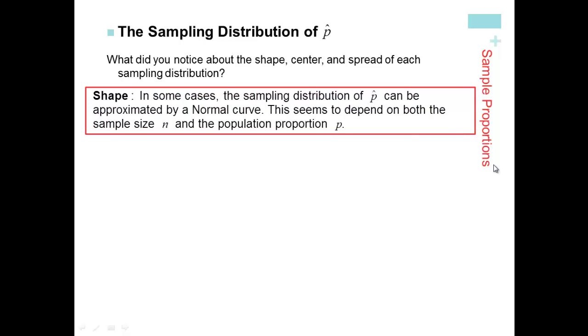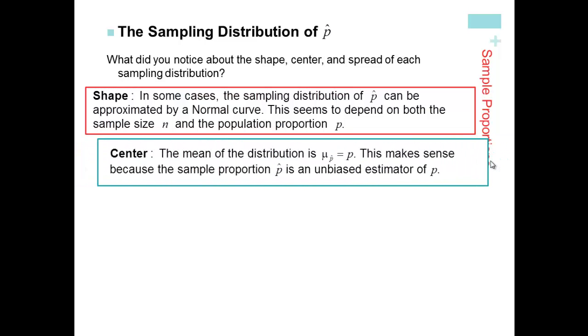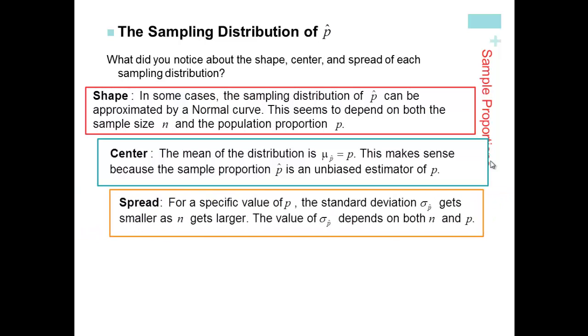Well, hopefully you noticed that in some cases, the sampling distribution of p-hat can be approximated by a normal curve. This seems to depend on both the sample size n and the original population proportion p. The center, or the mean of the distribution, is mu sub p-hat equal to p. This makes sense because the sample proportion p-hat should be an unbiased estimator of p. Spread: for a specific value of p, the standard deviation sigma sub p-hat gets smaller as n gets larger. The value of sigma sub p-hat depends on both n and the value of p.